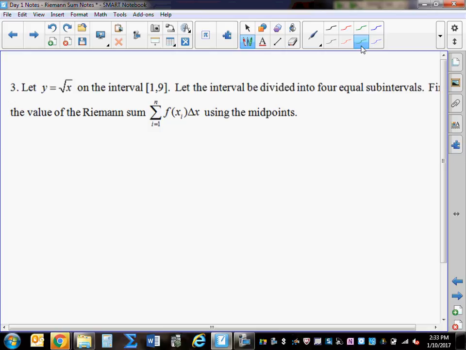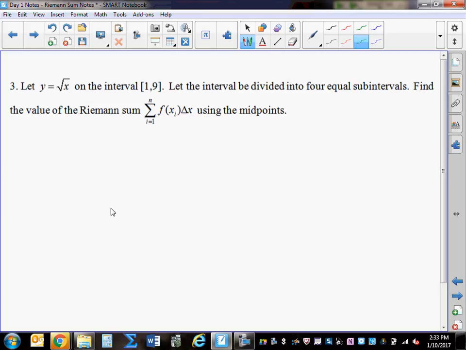Okay, so we have let y equal the square root of x. That's our new function. And we have a general idea of what that looks like. But notice it's on the interval 1 to 9. And it says let it be divided into 4 equal subintervals. So again, n is 4. And here we're going to be using midpoints. Again, that's just notation for Riemann sum. So notice that we're not starting at 0. In fact, we're starting at 1 instead. So this is going to give us some lovely fractions. Make sure you're always aware of your interval.